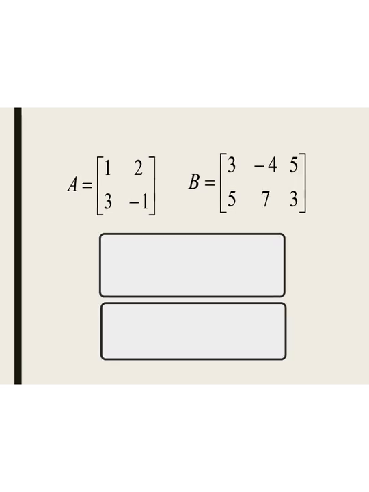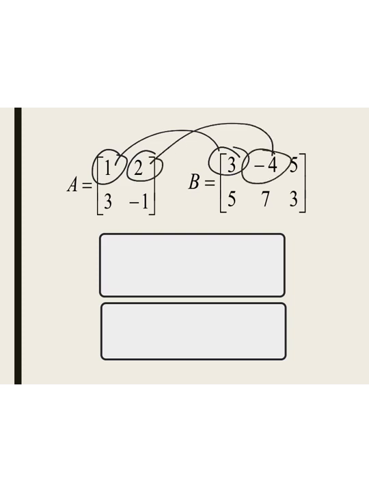All right, in this example, we're going to go ahead and try and add matrices A and B together. So I can see that I can definitely add the 1 with the 3. I can add the 2 with the -4. The problem here is I don't have anything to add with this 5 over here. And the reason being, again, my matrices are not of the same order.